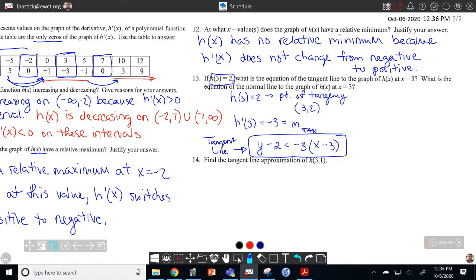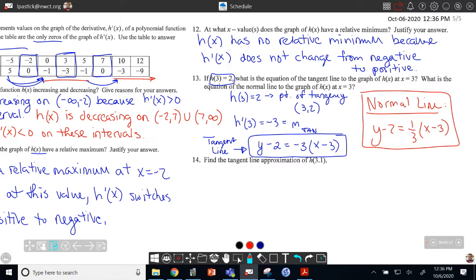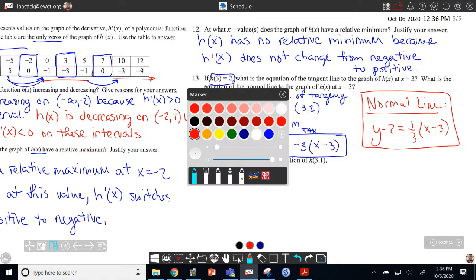Now I'm going to do the same thing for the normal line. Really, there's only one change for the normal line. For the normal line, one thing you have to do differently is take the negative reciprocal of the slope of the tangent line. So the normal line will read y minus 2 equals the negative reciprocal of negative 3, which would be 1/3, times x minus 3. And there you have both the tangent line equation and the normal line equation. Isn't that precious? On to the last one.